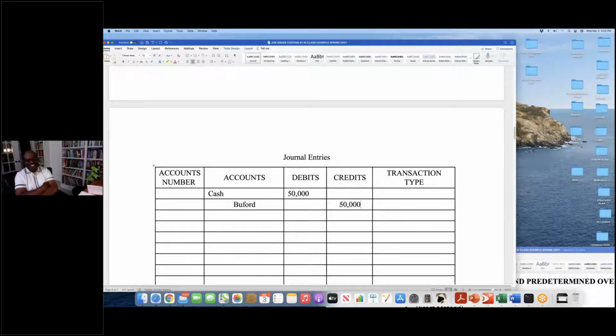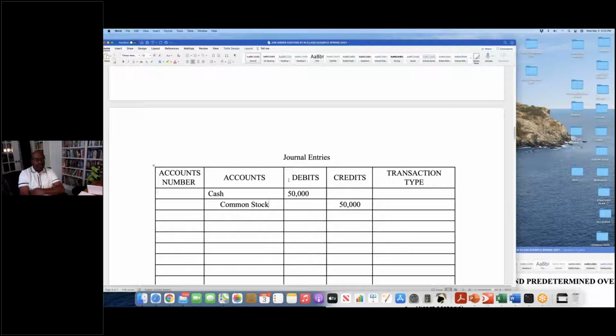Professor, why you got Buford instead of common stock? I'm not going to say anything. We're supposed to have this problem ready. That's okay. We can do it as a class. We're learning together. I do apologize for not being done. All right, that's all right.